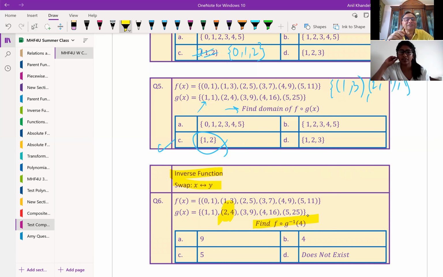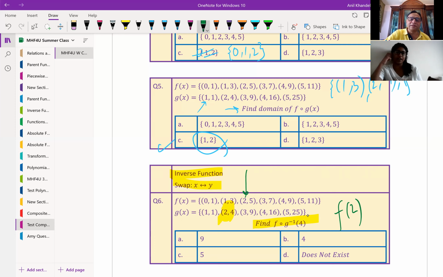For the g function, the output was 4. You have to look for that input, because when you swap, that input becomes the output. So it is 2. Basically, at this stage, you're looking for f of 2. You get the idea. And f of 2 is 5. And 5 is your answer. Because it was the input there, you have to look for the output there.